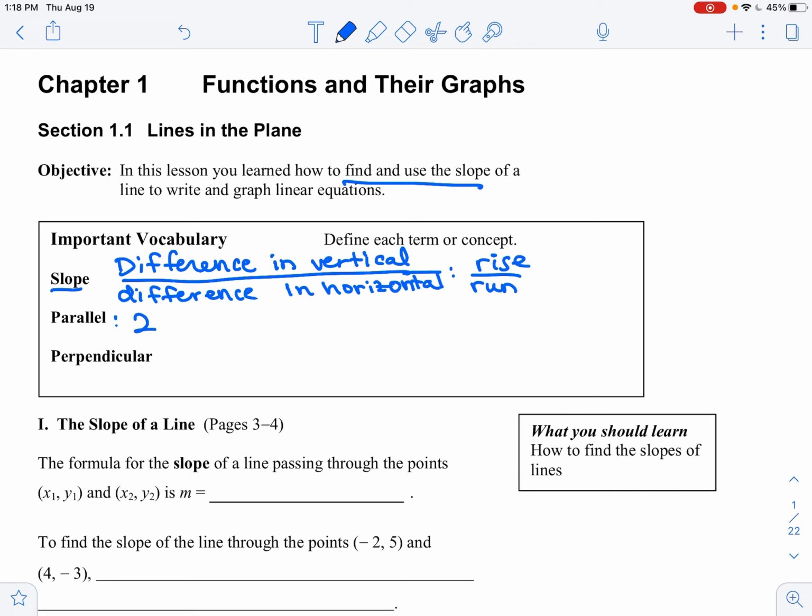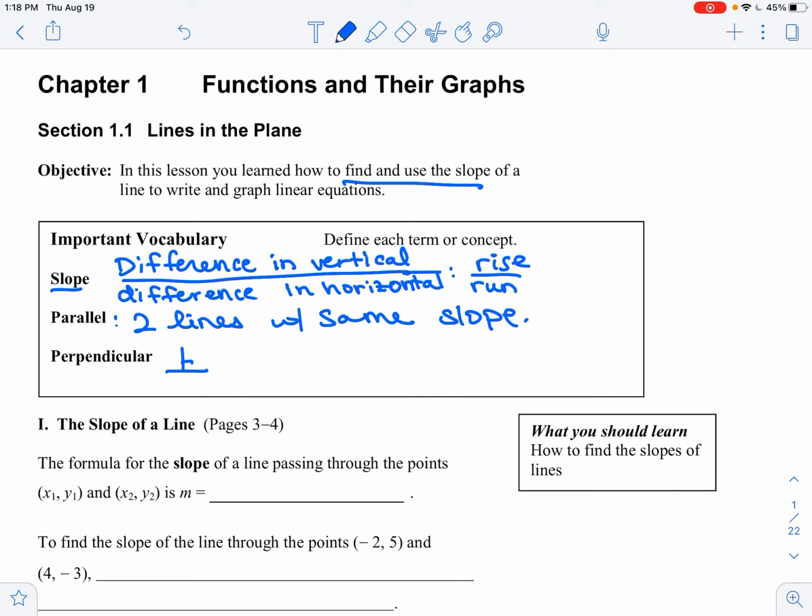Parallel means two lines with the same slope, meaning they have the same direction. They're never going to hit each other because they're going in exactly the same direction, so they have the same slope.